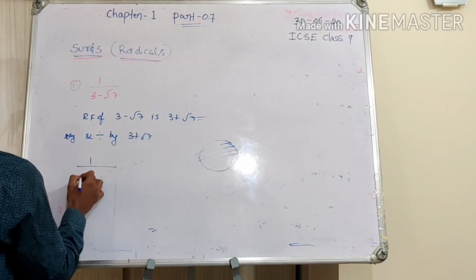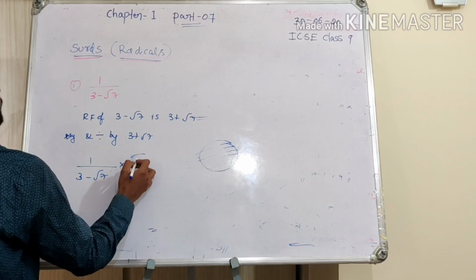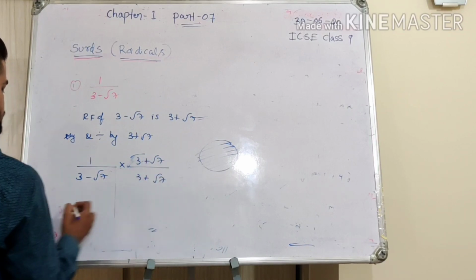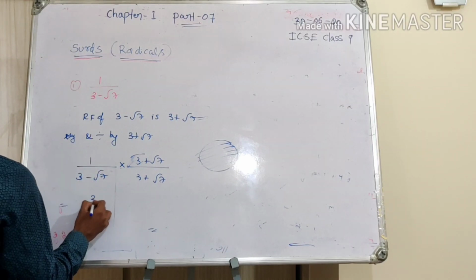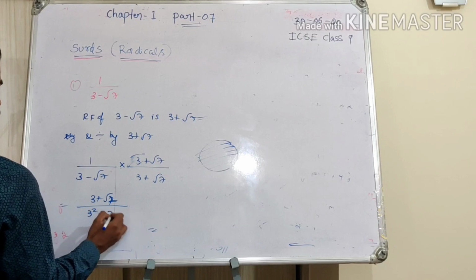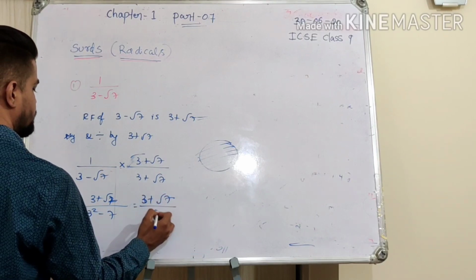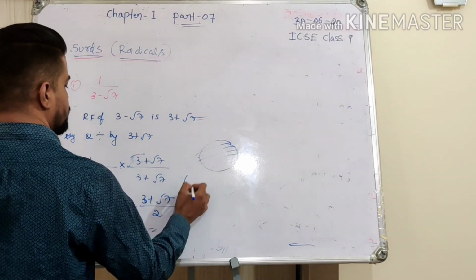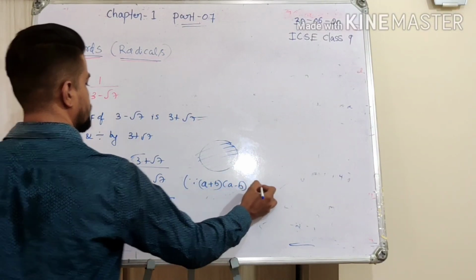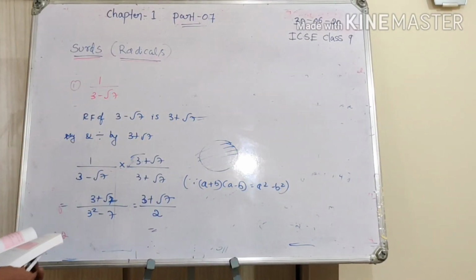So we end up with 1 into 3 plus root 7 divided by 3 plus root 7. We end up with 3 plus root 7 over 3 square minus root 7 square, which is 3 plus root 7 by 9 minus 7, that is 2. What is the formula we are using here? a plus b into a minus b is equal to a square minus b square. That is the formula we are using. Okay.